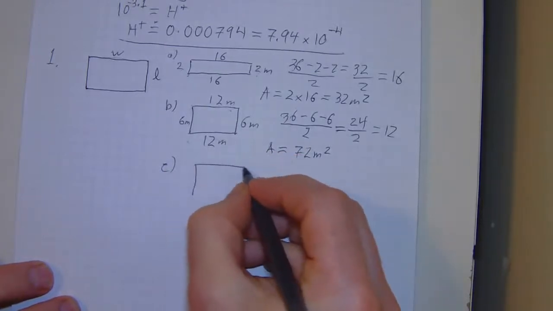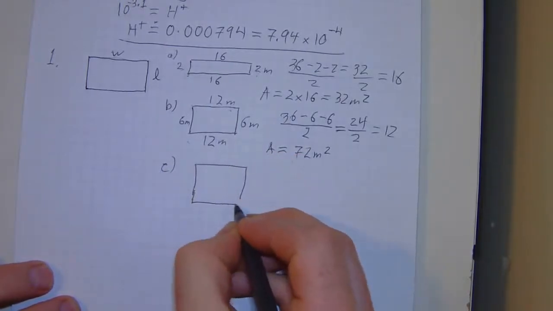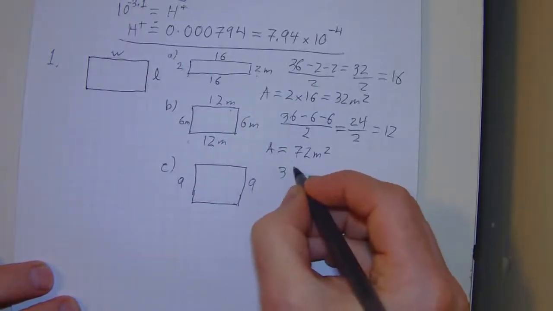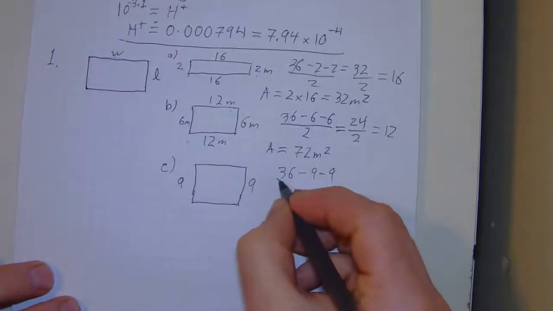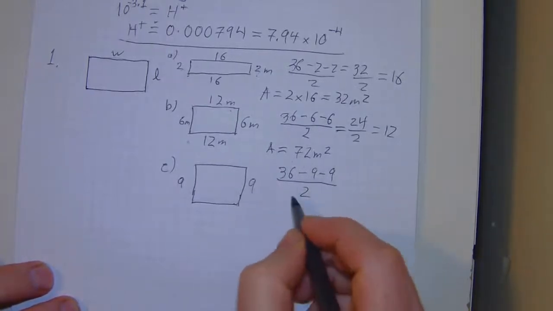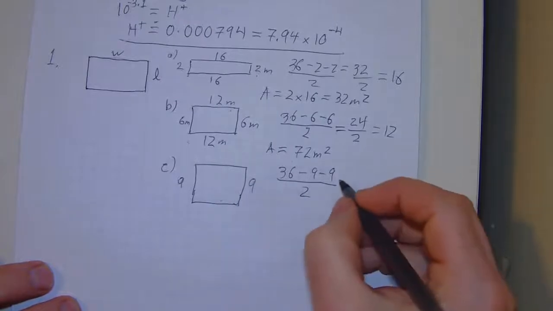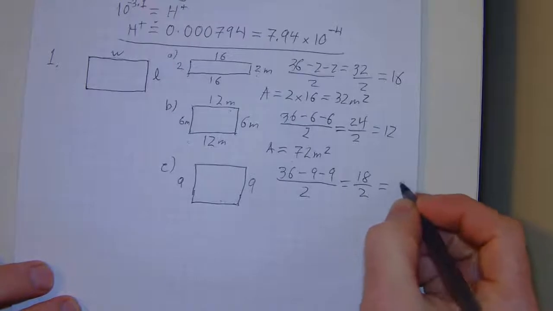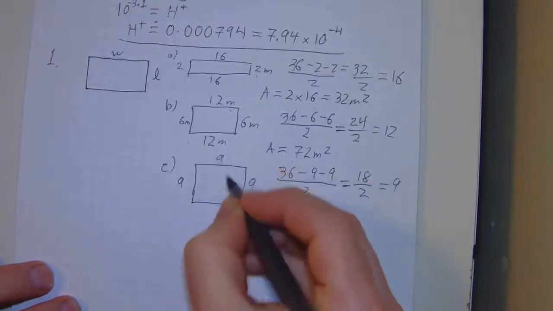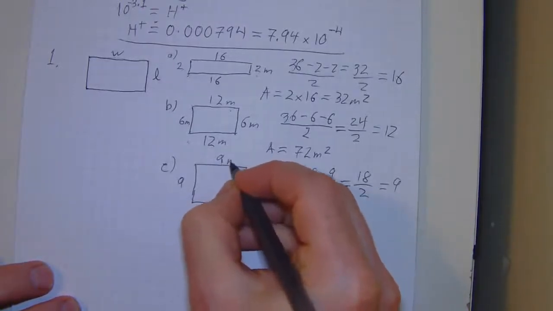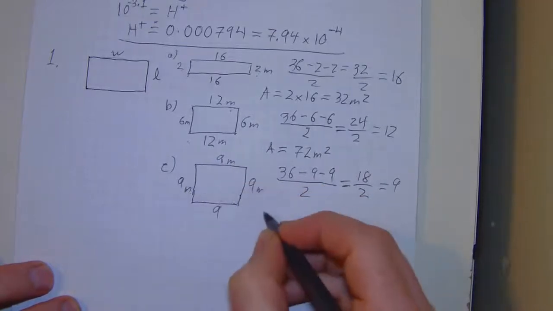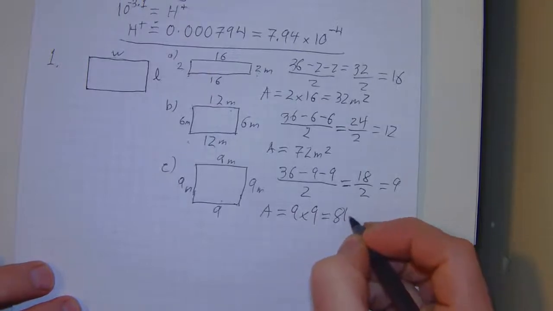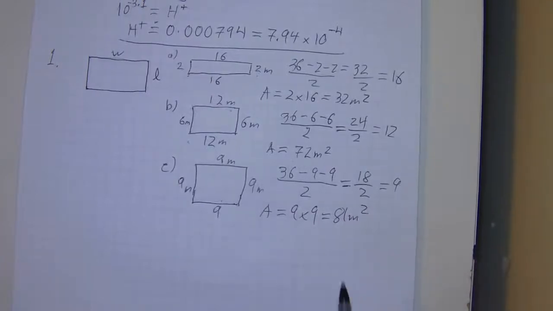C, same idea, except that now we know that it's 9 meters on both sides. 36 minus 9 gives us what's left, and we have to divide it by 2 because there's 2 parts. 36 minus 9 is 18, divided by 2 is 9. So that means these remaining ones have to be 9 meters. And if we calculate the area for this rectangle, we get 9 times 9 equals 81 meters squared.